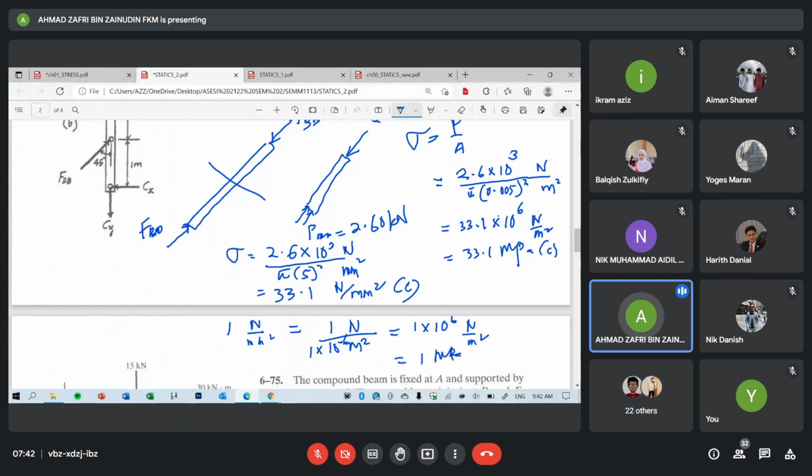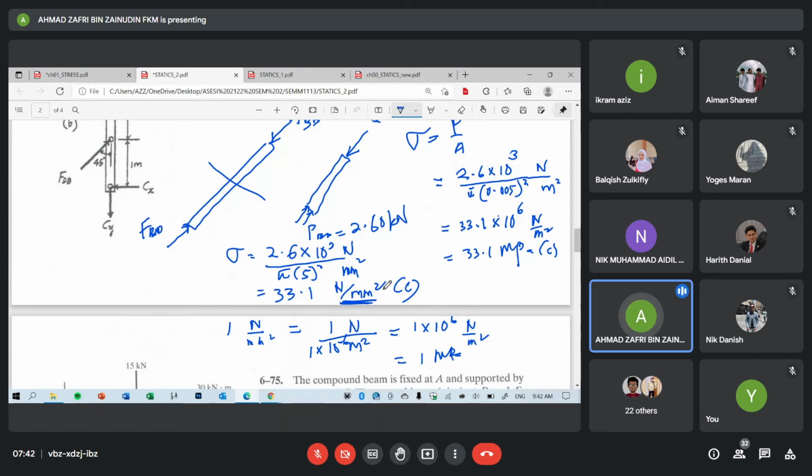So if you want to give your answer in SI units, no problem. We accept it, as long as it's the correct unit. You can give your answer like this, Newton per millimeter square, but it must be the correct unit.